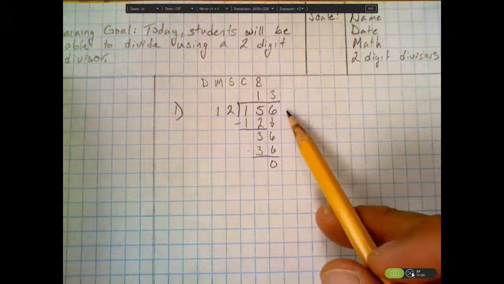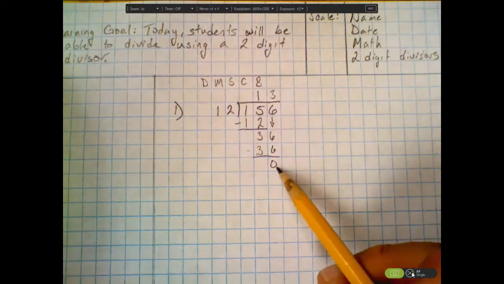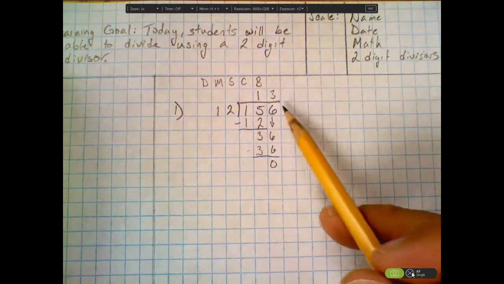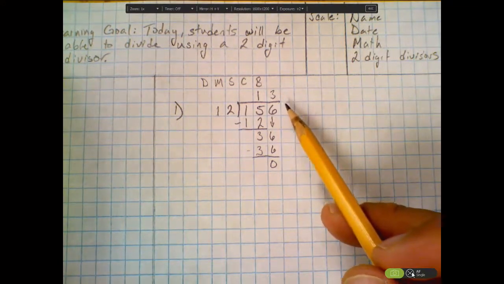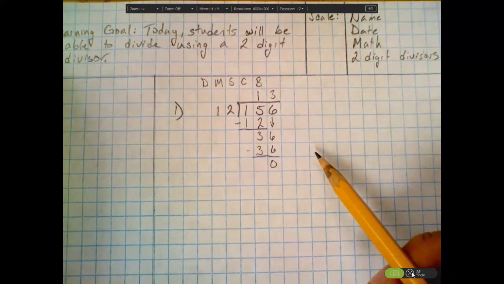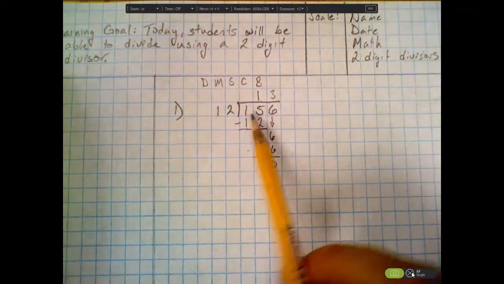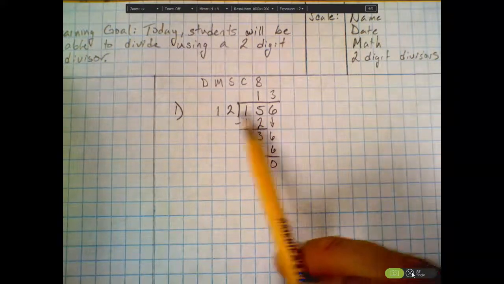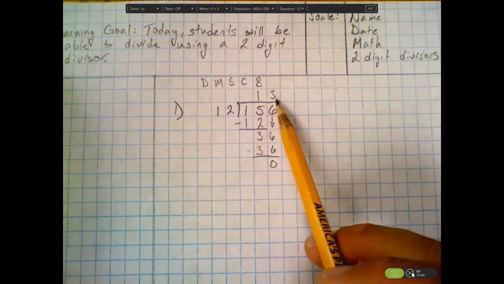Well, there's nothing left to bring down. So that means we have finished our problem. Since we don't have a remainder, we don't have to write the remainder. So we don't write remainder 0. So the solution, 156 divided by 12 is 13.